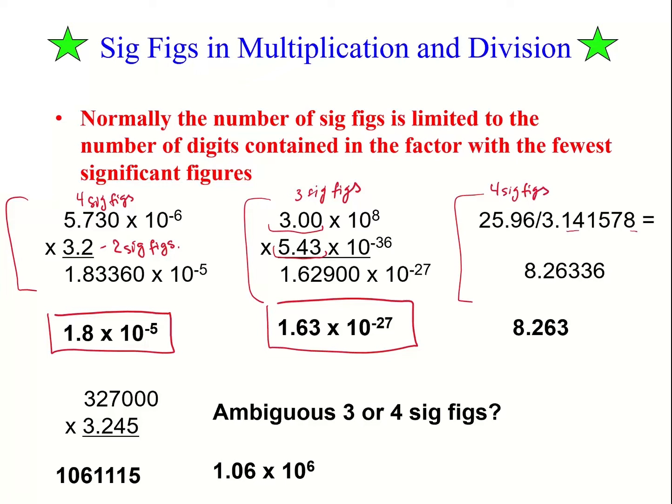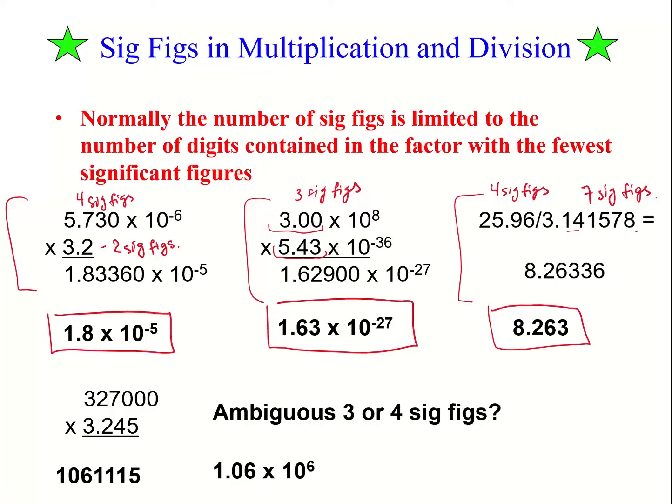Second number contains 1, 2, 3, 4, 5, 6, 7 sig figs. My answer cannot be more precise than any of the numbers that I'm using, and therefore I need to report 4 significant figures in my answer, so 8.263.